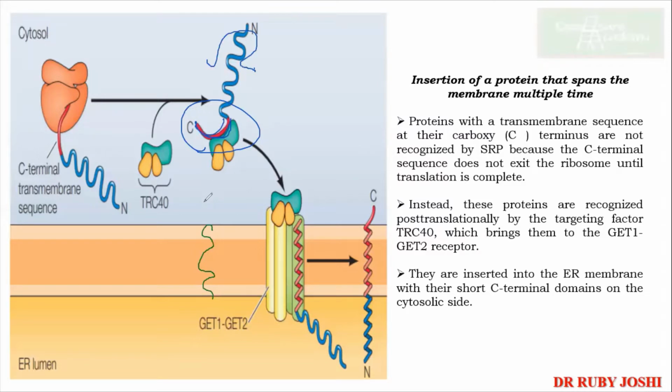So for this we have separate proteins. Instead of SRP we have TRC40, which recognizes that hydrophobic or transmembrane sequence. This recruits these kinds of proteins to the GET1, GET2 receptor. So instead of Sec61, here the translocon is known as the GET1, GET2 receptor. With this help, the transmembrane region, which is present over here, is pushed and inserted into the membrane.